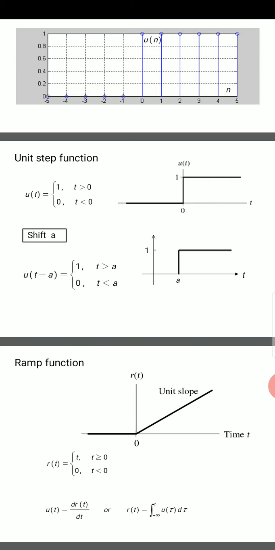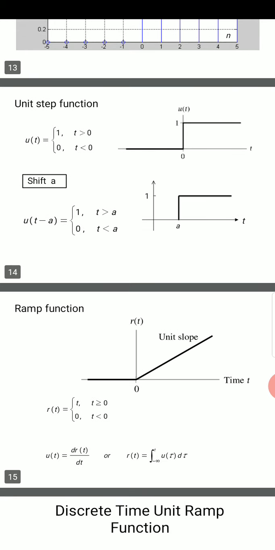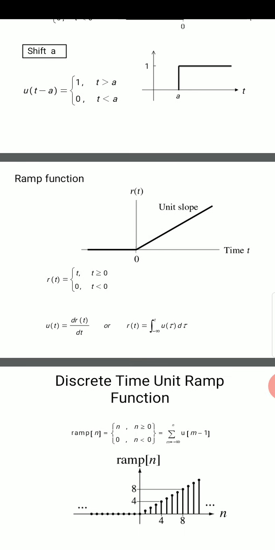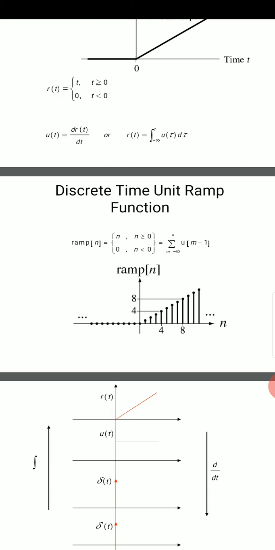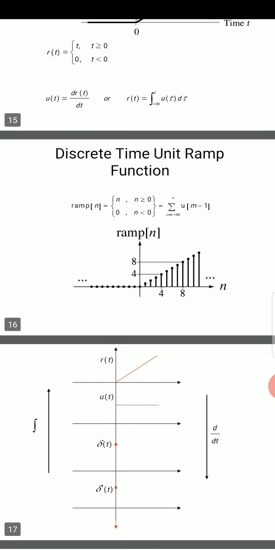Basically, integrating the delta function gives the step function, integrating the step function gives the ramp function, and integrating that gives the parabolic function. So u(t) = d r(t)/dt, and r(t) equals the integral of u(tau) d tau from minus infinity to t. For discrete time the ramp function is r[n] = n u[n minus 1], with n greater than or equal to 0. Differentiating the ramp gives the step, and differentiating the step gives the delta function.